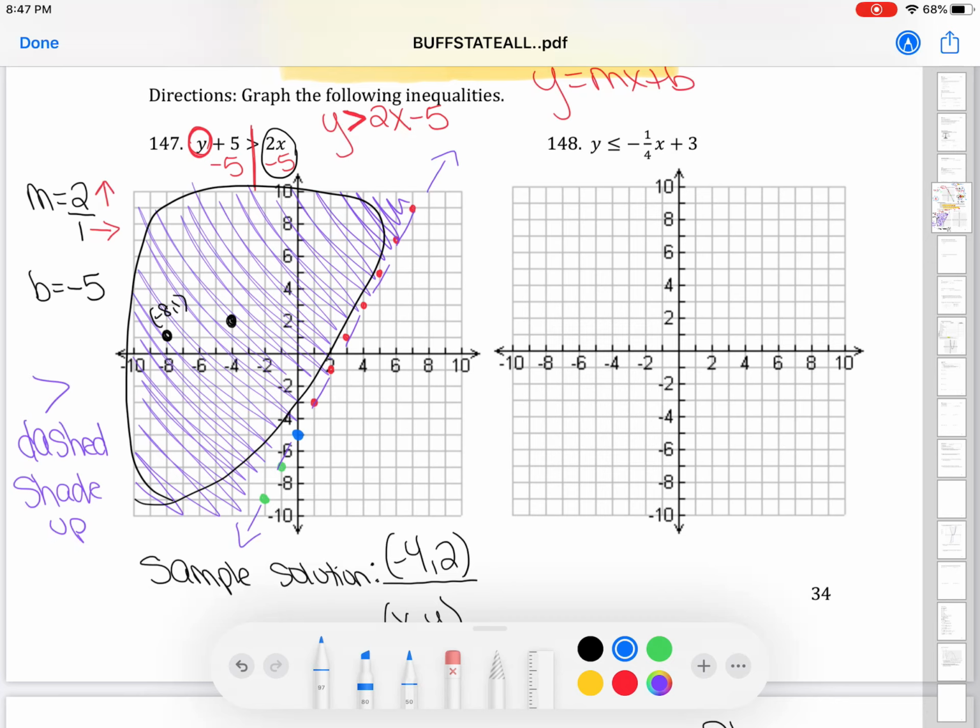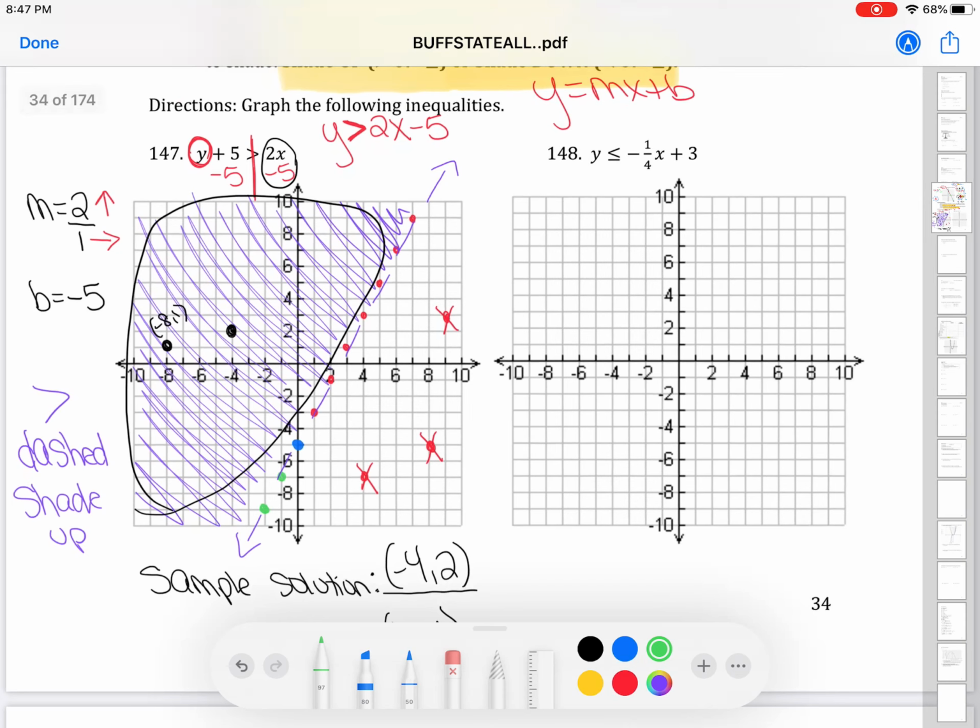Okay, so some examples of points that don't work. Sometimes that kind of helps really reinforce the idea. The points that aren't in the shading. So this point right here, not a solution. Right here, not a solution. Right here, not a solution. Only the points inside of the shading.